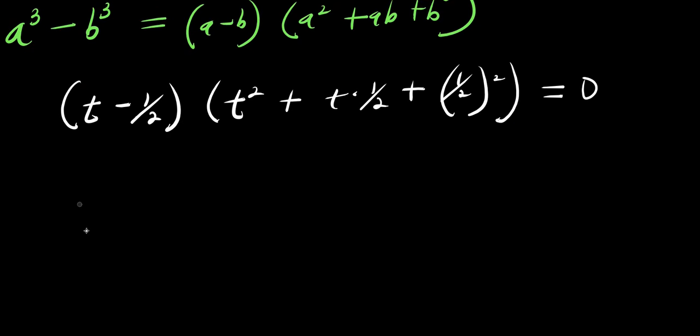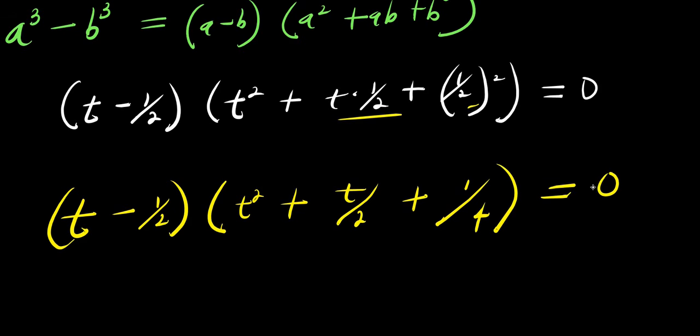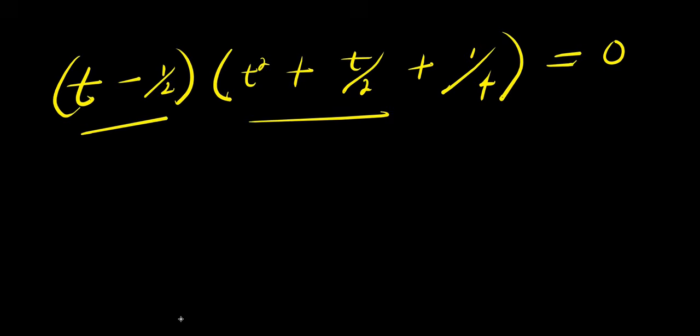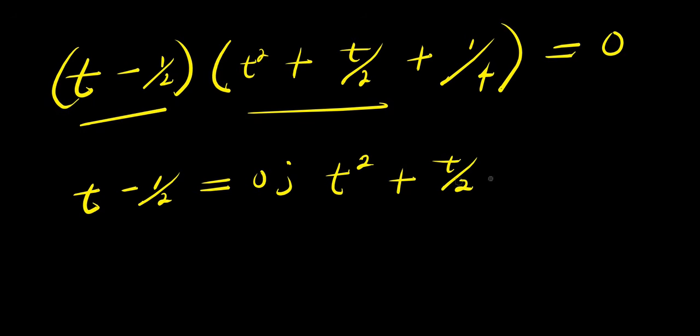So right here, you can have t minus 1 over 2 times t squared plus t divided by 2 plus 1 over 2 power 2, which is 1 over 4, this equals 0. So we now have two expressions equating to 0. We can form two different equations. We can have t minus 1 over 2 equals 0. We can also have t squared plus t divided by 2 plus 1 over 4 equals 0.